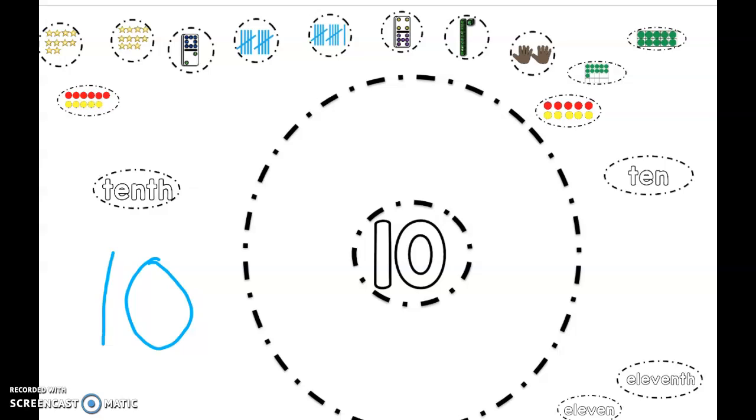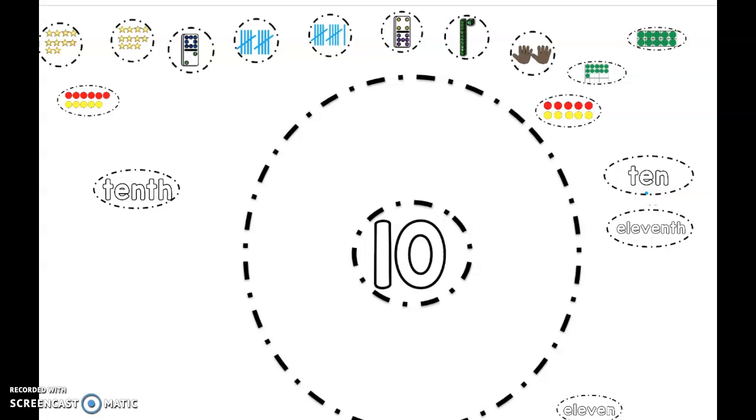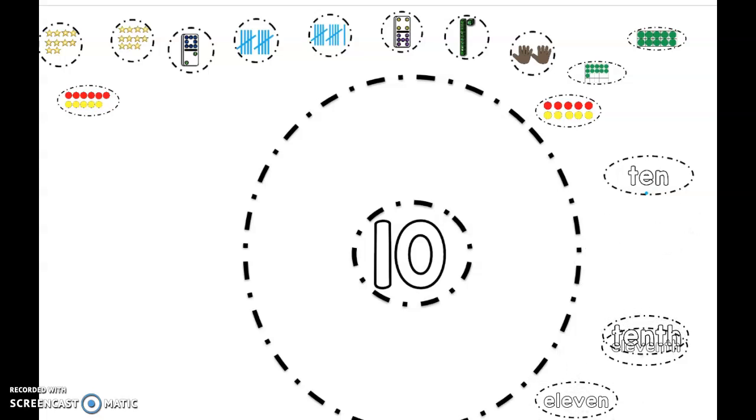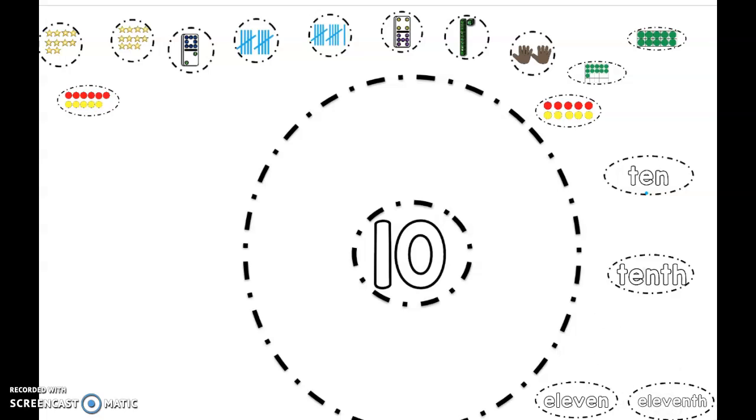Alright, so we are going to look for all the ways and all the things that show 10. I'm going to start with my number words. I have some number words here on this side. I'm looking for the one that says 10. Which one do you think I need to look for if it starts like 10? What letter do you think I need to look for? T makes the sound. So I know it's not this one because that starts with an E for 11, and I know it's not this one because that also starts with an E for 11th.